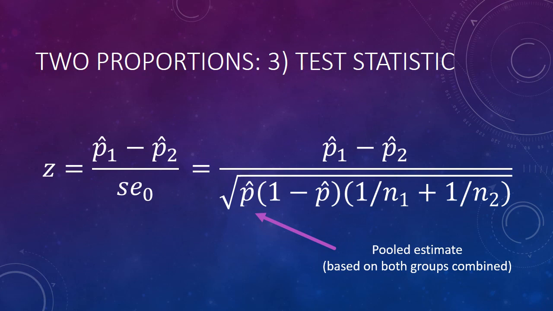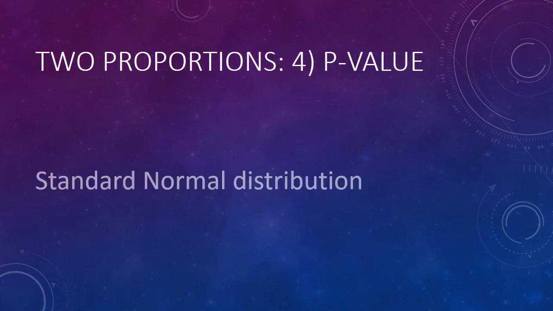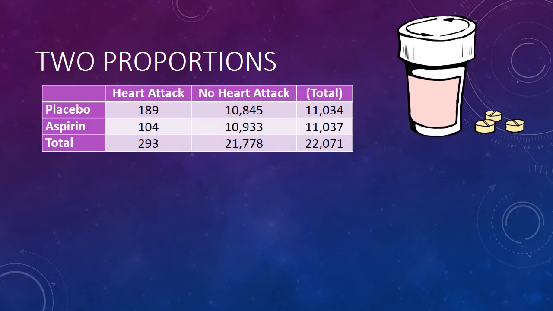As with the test of a proportion with one group, our test statistic for this test of two proportions also has a standard normal sampling distribution. So we'll compare our test statistic to the standard normal distribution. So here are the results for the aspirin heart attack study. We see that there were about 22,000 participants total, and in the placebo group 189 had a heart attack, and in the aspirin group 104 had a heart attack.